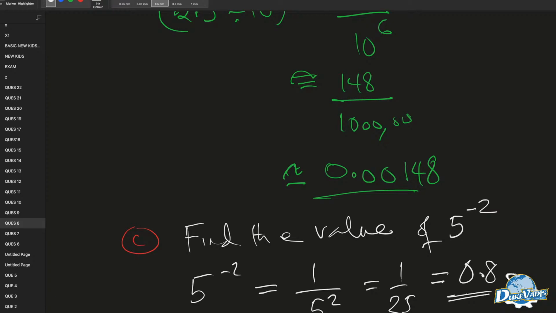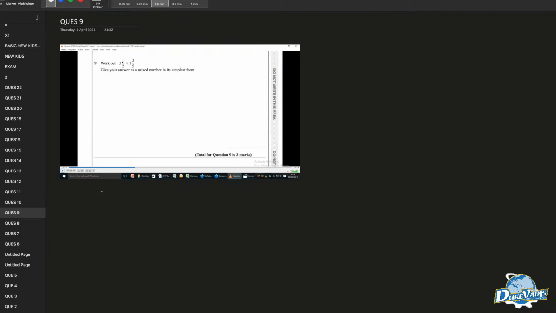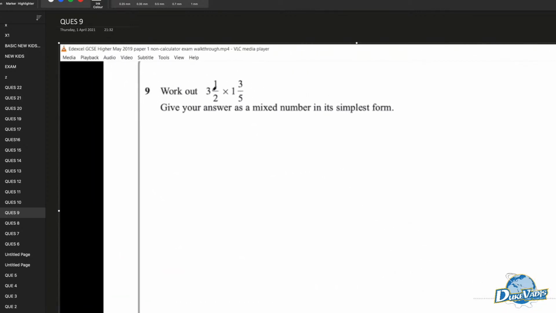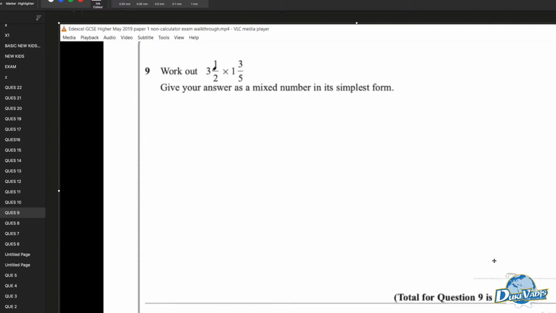Now, let's tackle question number 9 as well. Question number 9 is another beautiful question. This is 3 marks. It says: work out 3 and 1.5 times 1 and 3 over 5. Okay, this is another nice one. So let's see how we go about it.